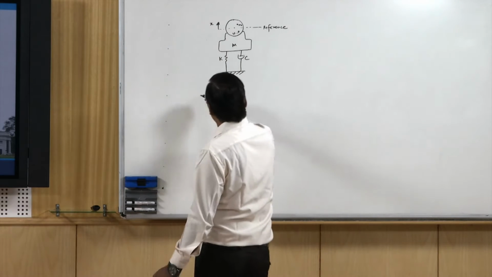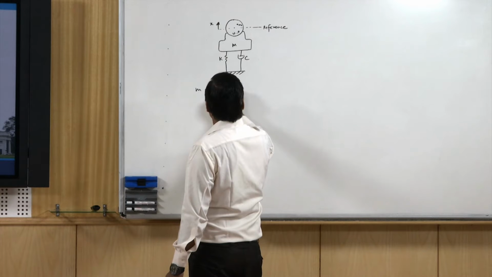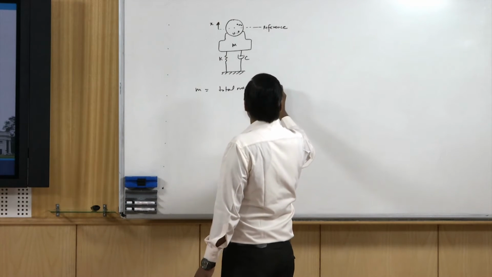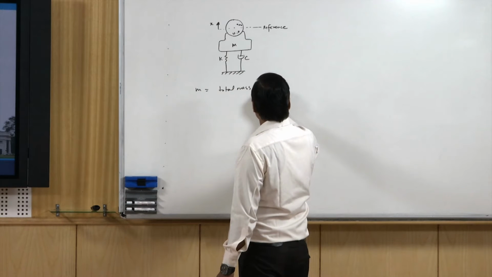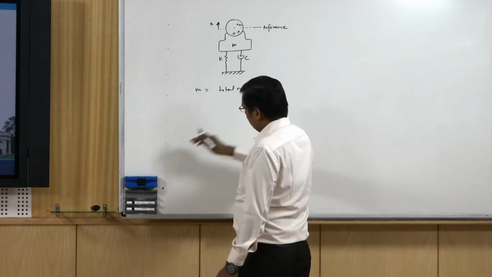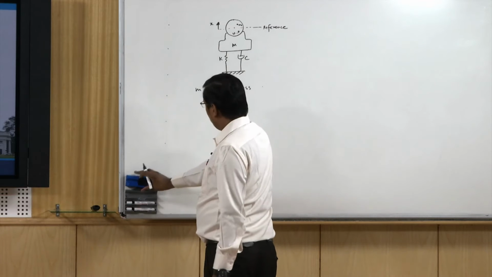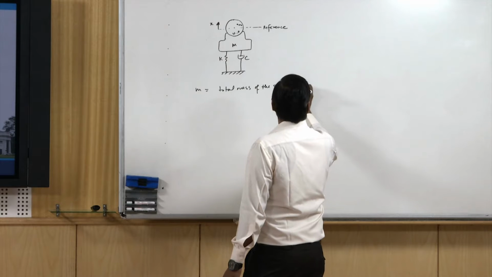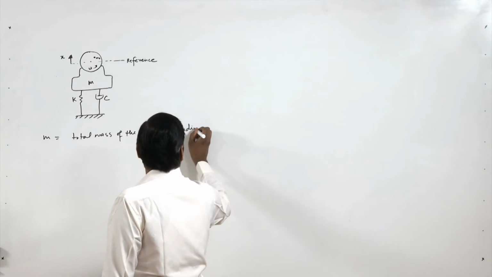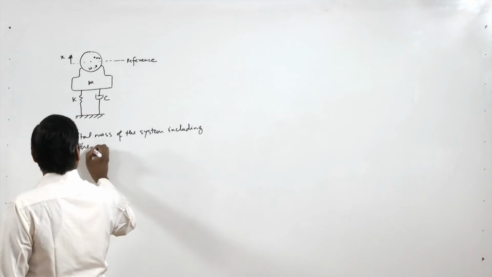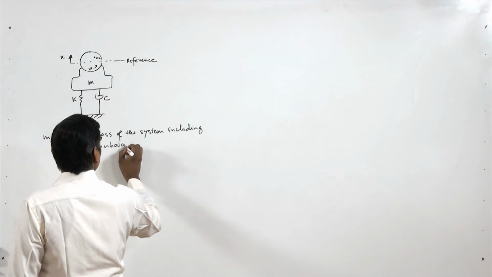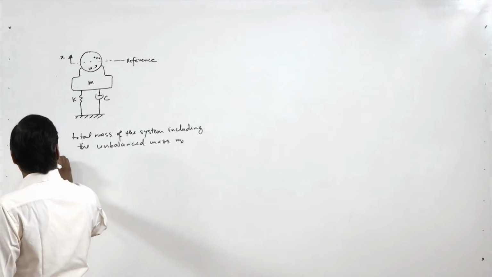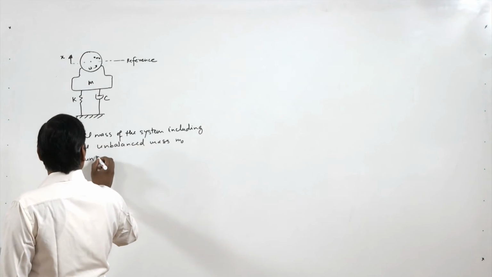Here m is the total mass. Total mass means the total mass of the system including the unbalanced mass m0, and m0 is the unbalanced mass.